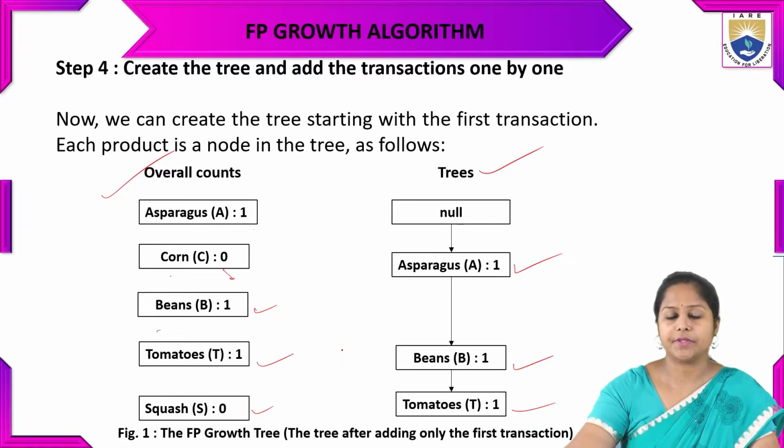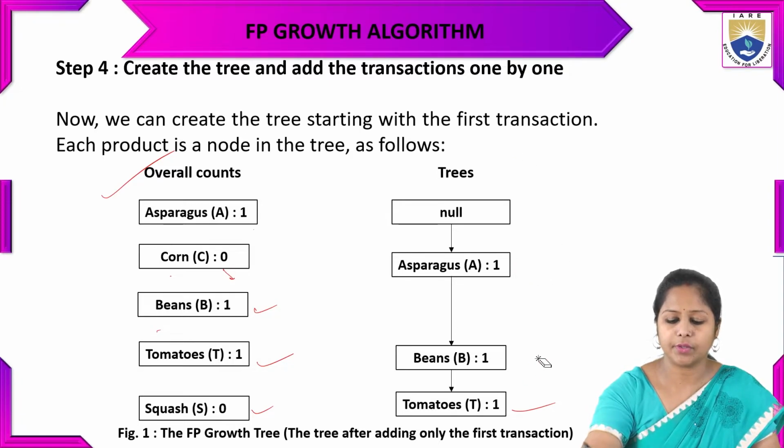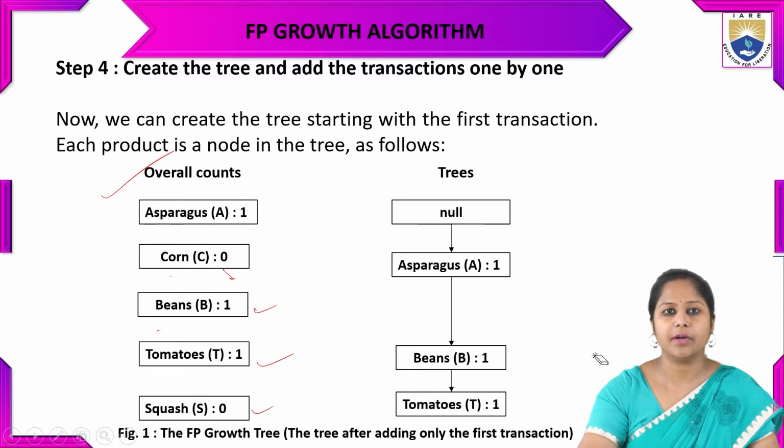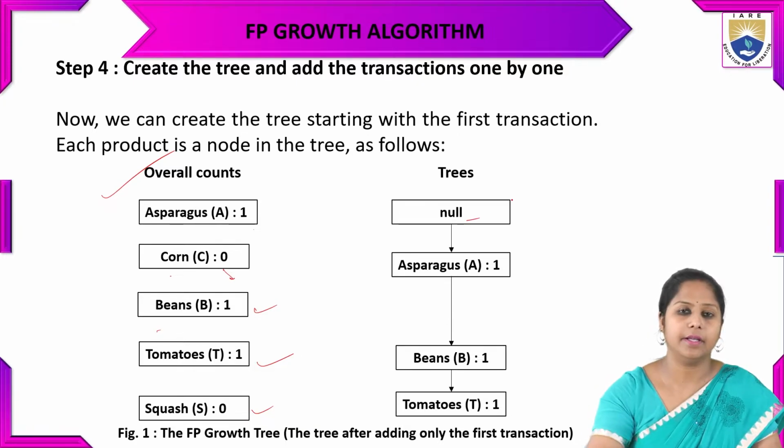So now we are going to construct the tree for the first transaction. Here we will take the null node. The null node will be there because we sometimes have to rearrange the tree and branches as per need. So here we will take the null branch.